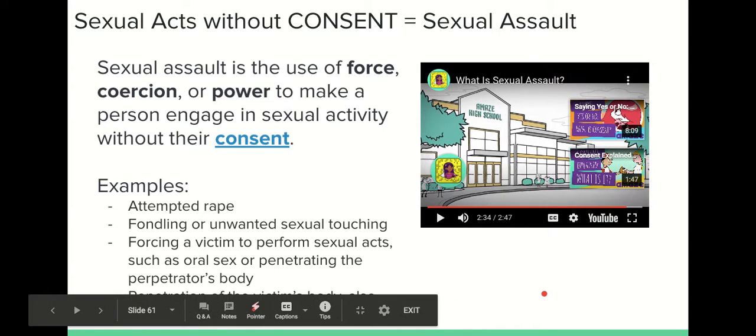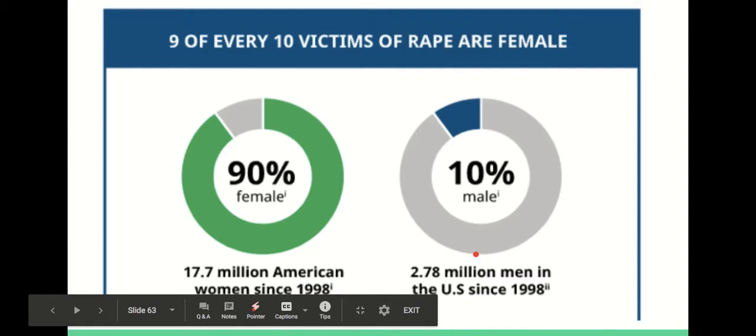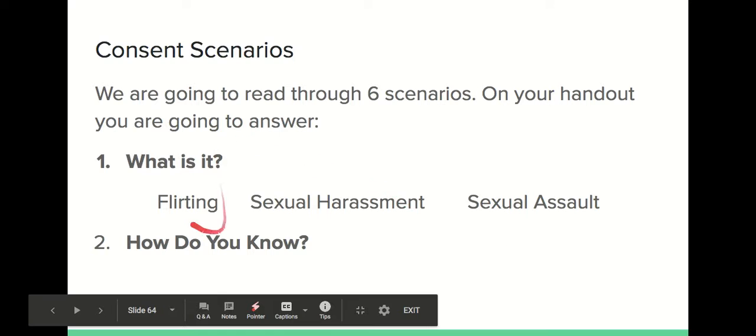Okay, so we've now gone over 3 different words. We've been over flirting, right here, sexual harassment, and sexual assault. So there are some things that are in common between sexual harassment and sexual assault, but they are both very different from flirting. So you might be thinking, how do you know when it's one or the other?